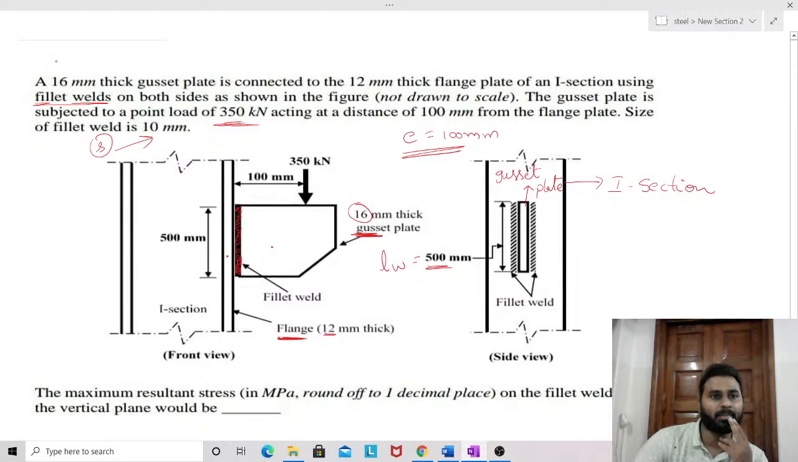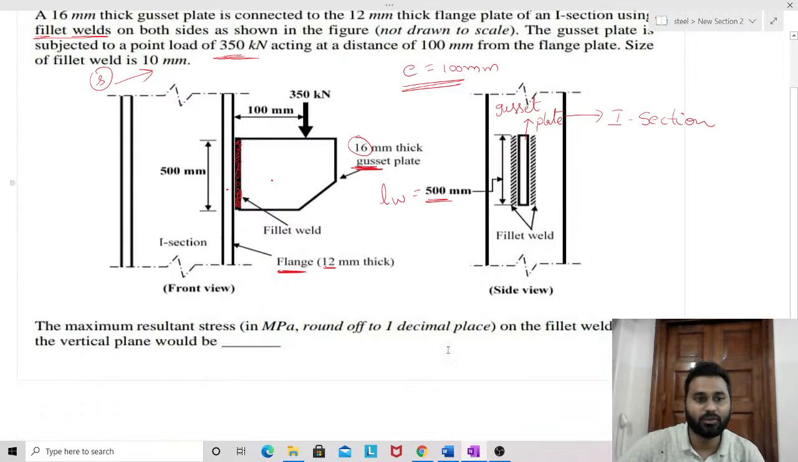A 16 mm thick gusset plate is connected to the 12 mm thick flange plate of an I section using fillet weld on both sides as shown in the figure. The gusset plate is subjected to a point load of 350 kilonewton acting at a distance of 100 mm from the flange plate. Size of the fillet weld is 10 mm. These are the given informations, and of course we have seen the diagrams also. This is the front view and this is the side view.